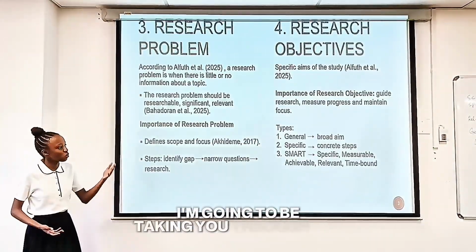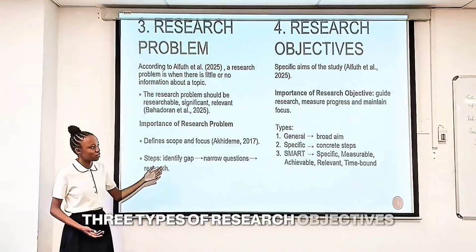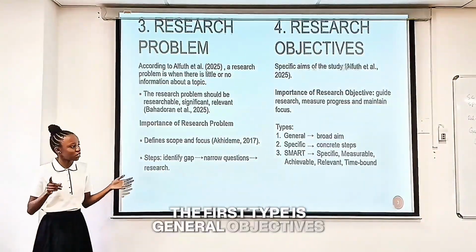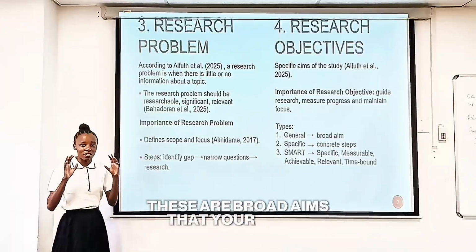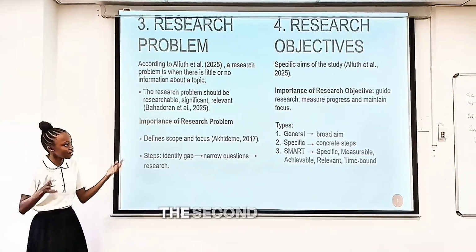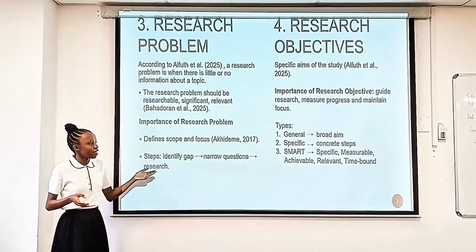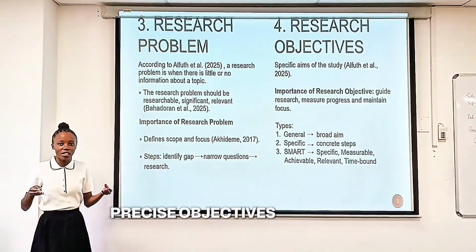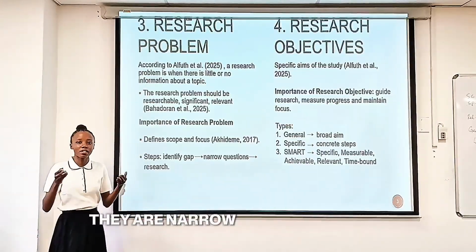Now I'm going to be taking you through the three types of research objectives. The first type is general objectives. These are broad aims that your study aims to achieve. The second type is specific objectives. These are precise objectives that your study aims to achieve. They are narrowed down objectives.